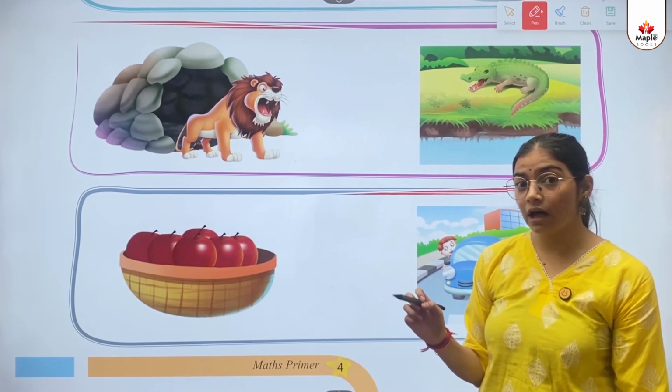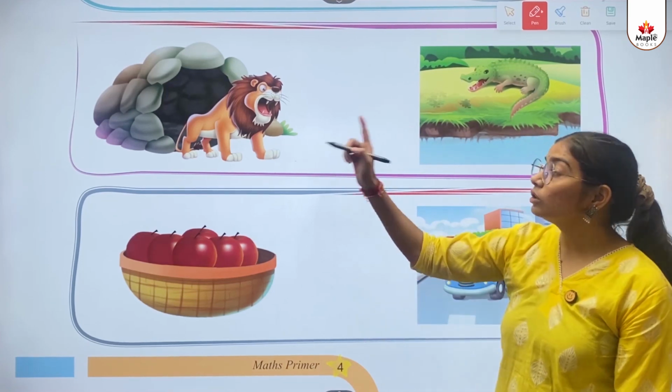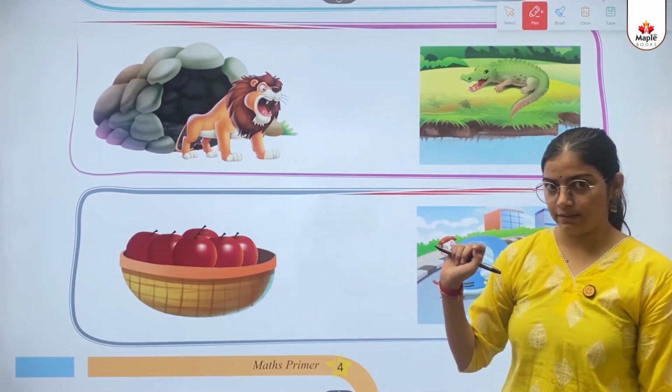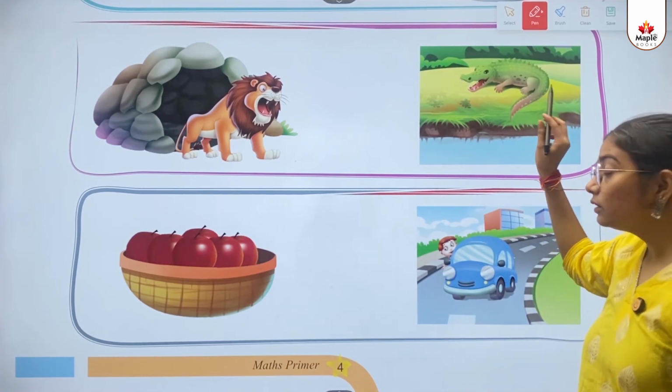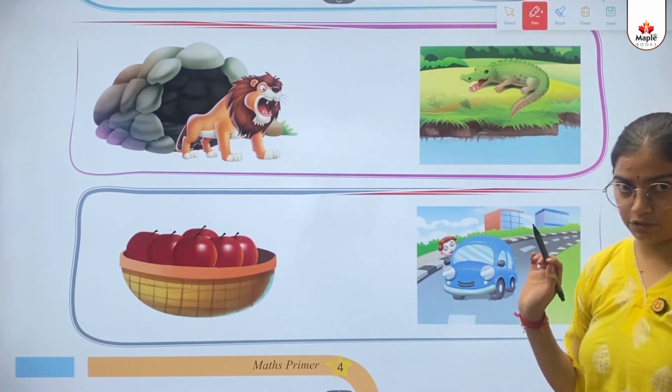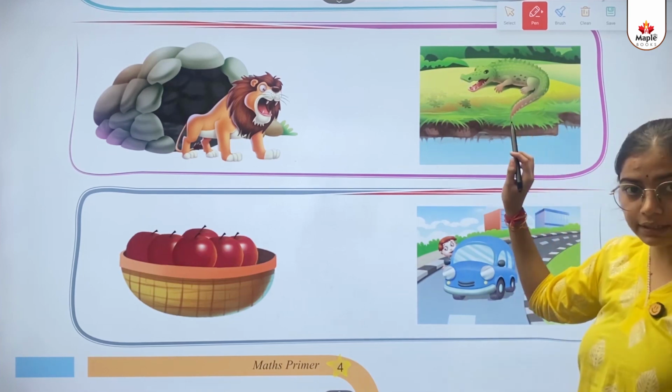In this picture, kids, as you can see, there is a lion. The lion is outside the cave. So, we'll not circle this. And here is the picture of a crocodile which is outside the river. So, we'll not circle this.